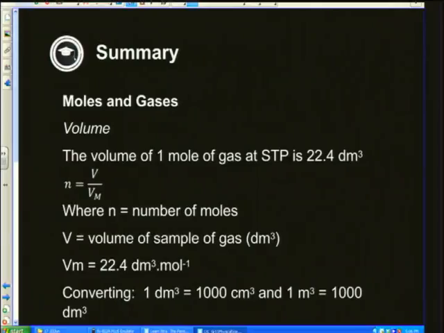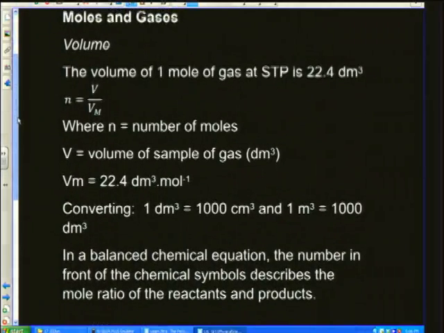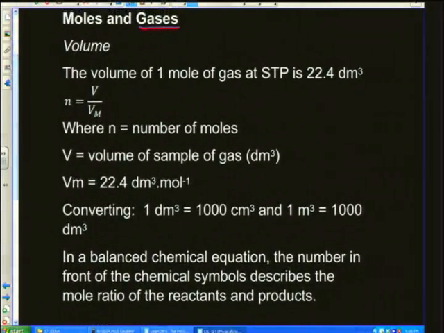So we know that. Next, when we're talking moles, and this time talking about gases specifically, when we talk of volume, there is a volume that is occupied by 1 mole of a gas at standard temperature and pressure, which is this here. And that volume is 22.4 cubic decimeters.